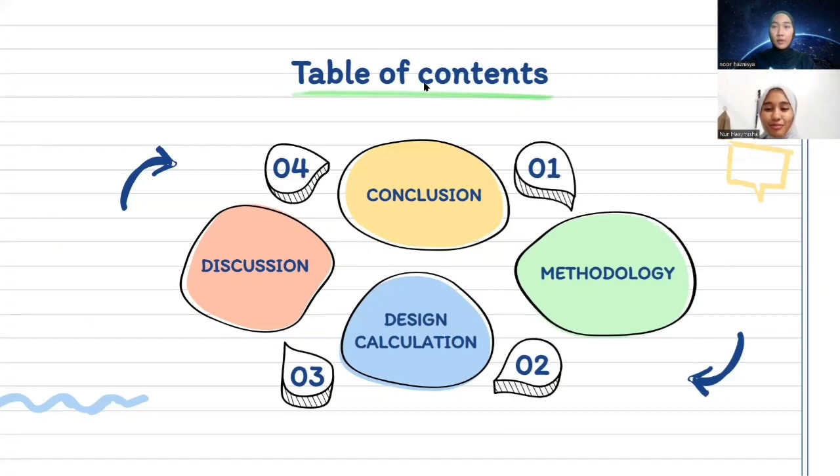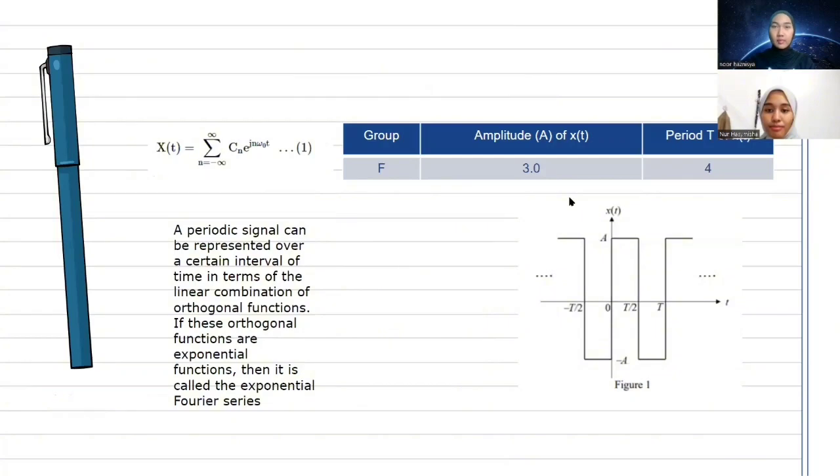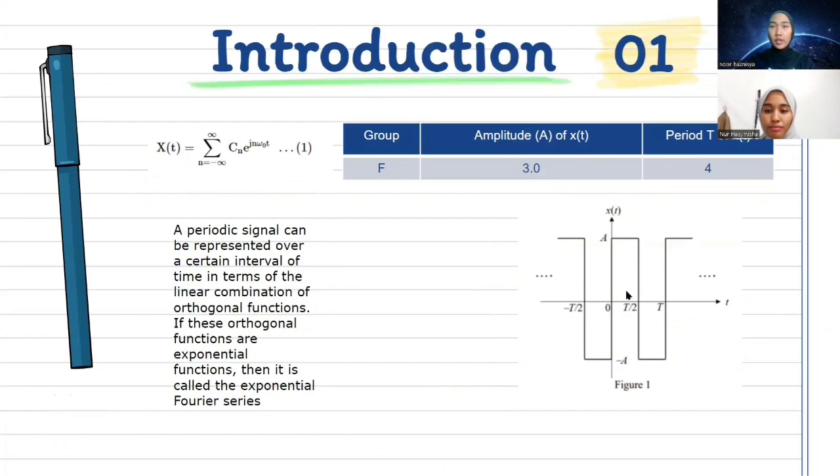This is the table of contents for our assignment. The first is methodology, and the next is design calculation. This is for the manual calculation and discussion, and the last is conclusion. Since we are group F, the amplitude that we get is 3.0 and the period T is 4. This is our figure to find the exponential Fourier series for the first question.